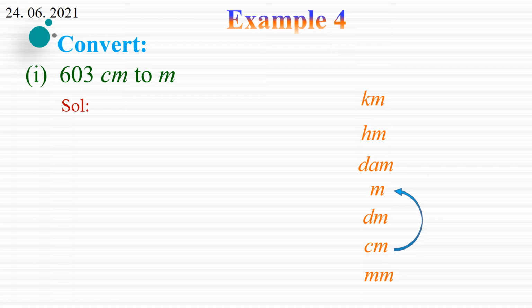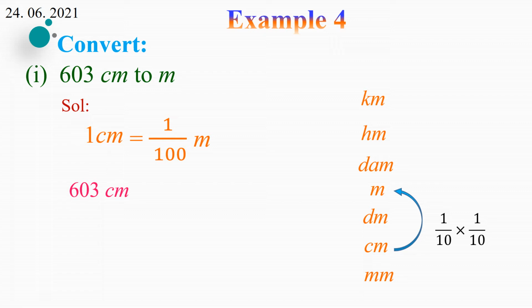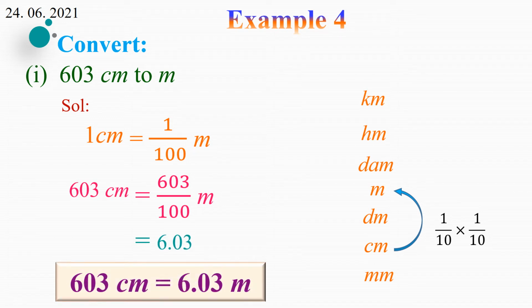For each step of unit, multiply by 1 by 10. Here we have to move 2 steps. So 1 by 10 into 1 by 10. The formula is 1 centimeter equal to 1 by 100 meter. Now substitute the value. 603 centimeter equal to 603 by 100 meter. Here 603 divided by 100. The decimal point moves 2 places to the left. We get 6.03. 603 centimeter converted to meter, we get the answer is 6.03 meter.